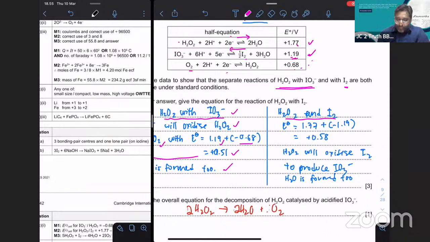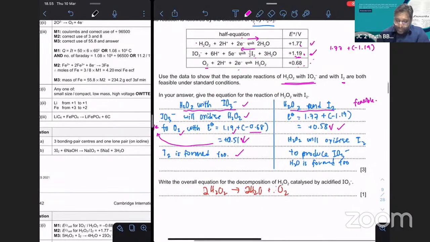So I can say the E value is going to be 1.77. This one is going to the left, so it's going to be negative 1.19. So if I count, it's going to be 0.58, which is feasible also. But you need to tell what will happen.